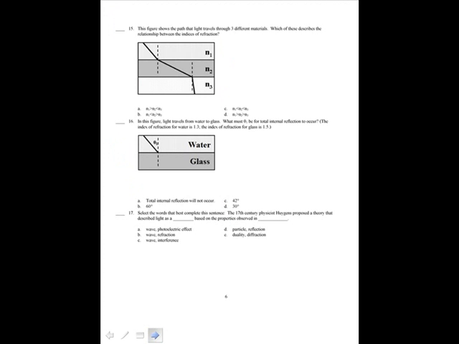This figure shows the path that light travels through three different materials. Which of these describes the relationship? Alright, well, light is traveling from N1 to N2. It travels faster in N2. That means that N2 is less than N1. And then it travels from N2 to N3, and it travels slower in N3. That means that N3 is greater than N2.